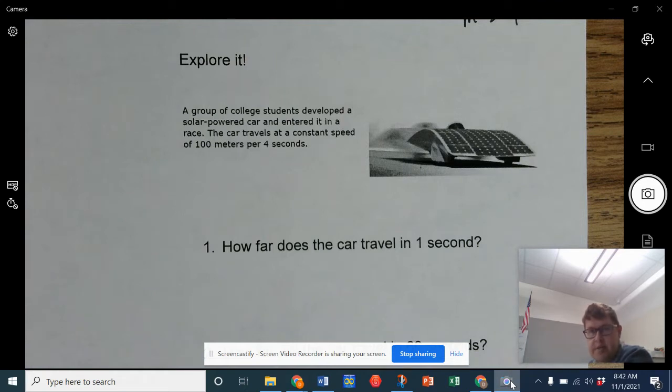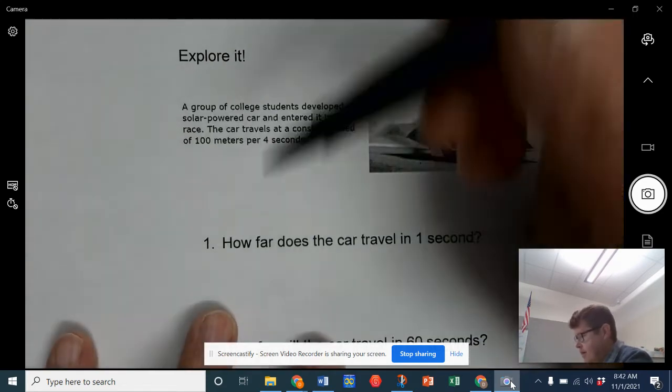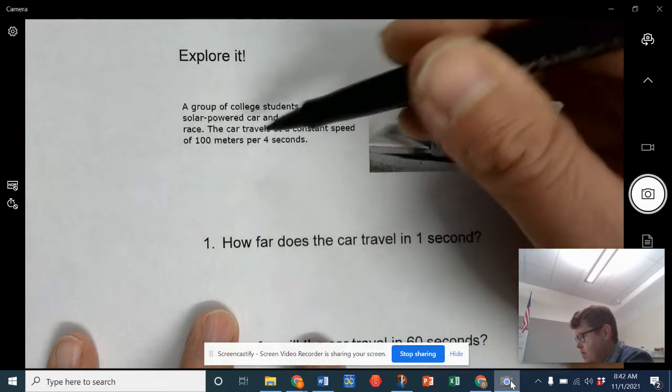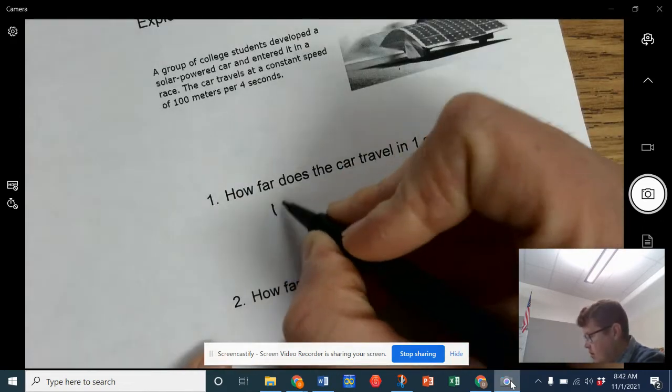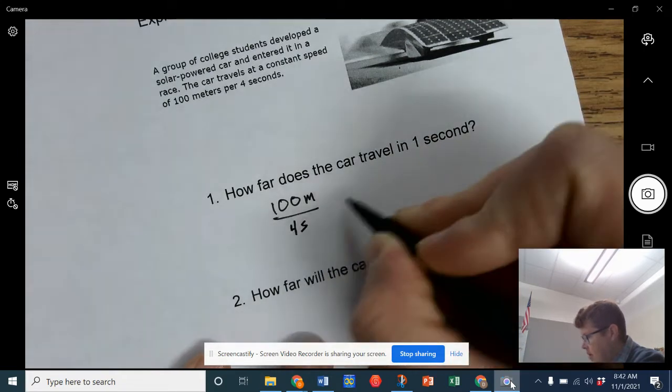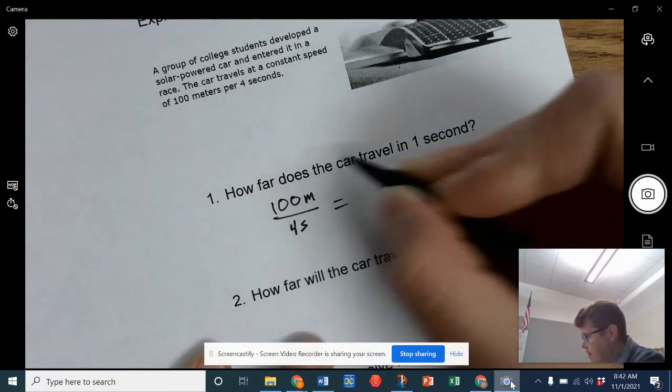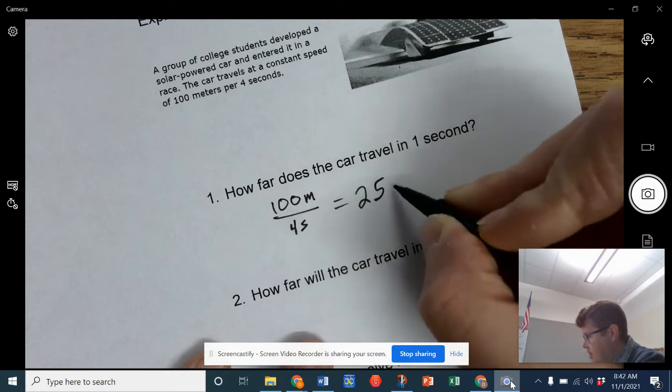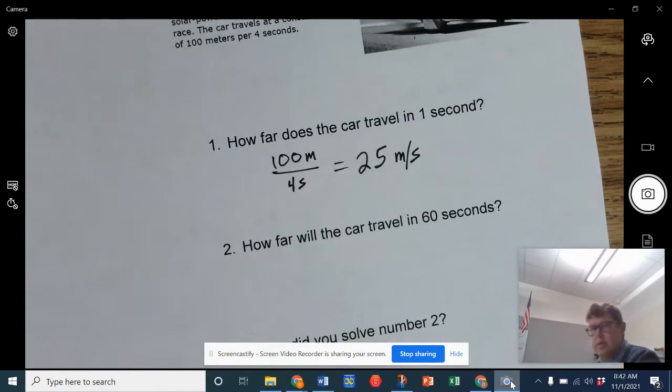Okay, so a group of college students developed a solar-powered car and entered it into a race. The car travels at a constant speed of 100 meters per 4 seconds. So if we have this 100 meters per 4 seconds, and we want to figure out how far the car travels in 1 second, basically you take this 100 meters, you divide by 4 seconds, right? And then we get 100 divided by 4 is 25 meters per second. Very simple. We've done a lot of this.